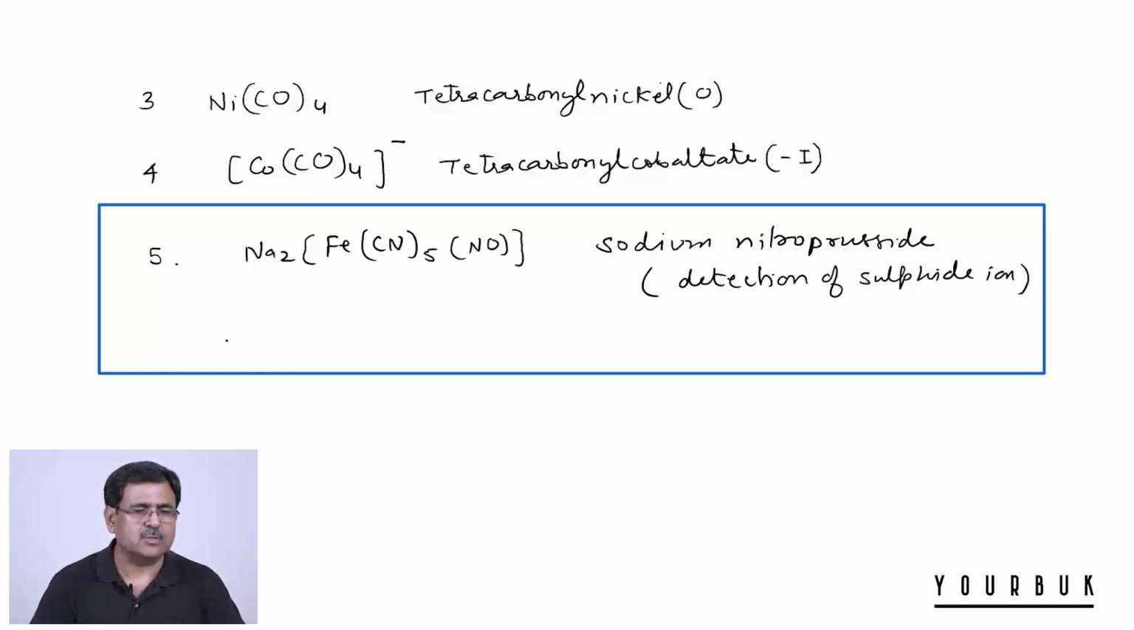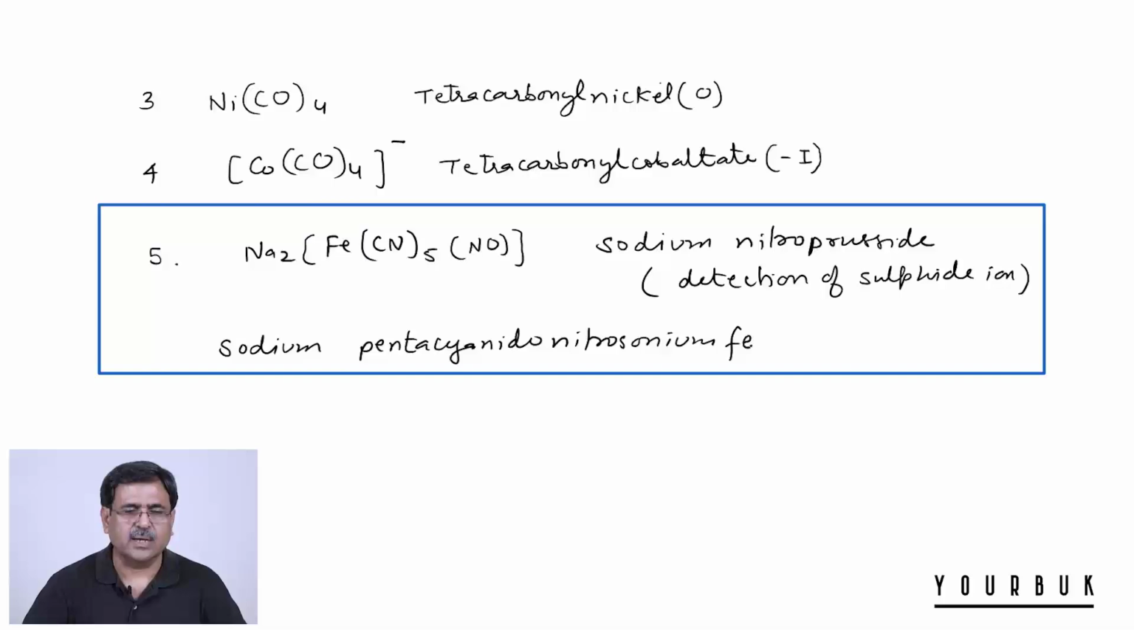The IUPAC name is sodium pentacyanidonitrosonium, and then we write ferrate because iron is present in the anionic complex, so it ends in ATE, ferrate, followed by its oxidation state, that is 2.